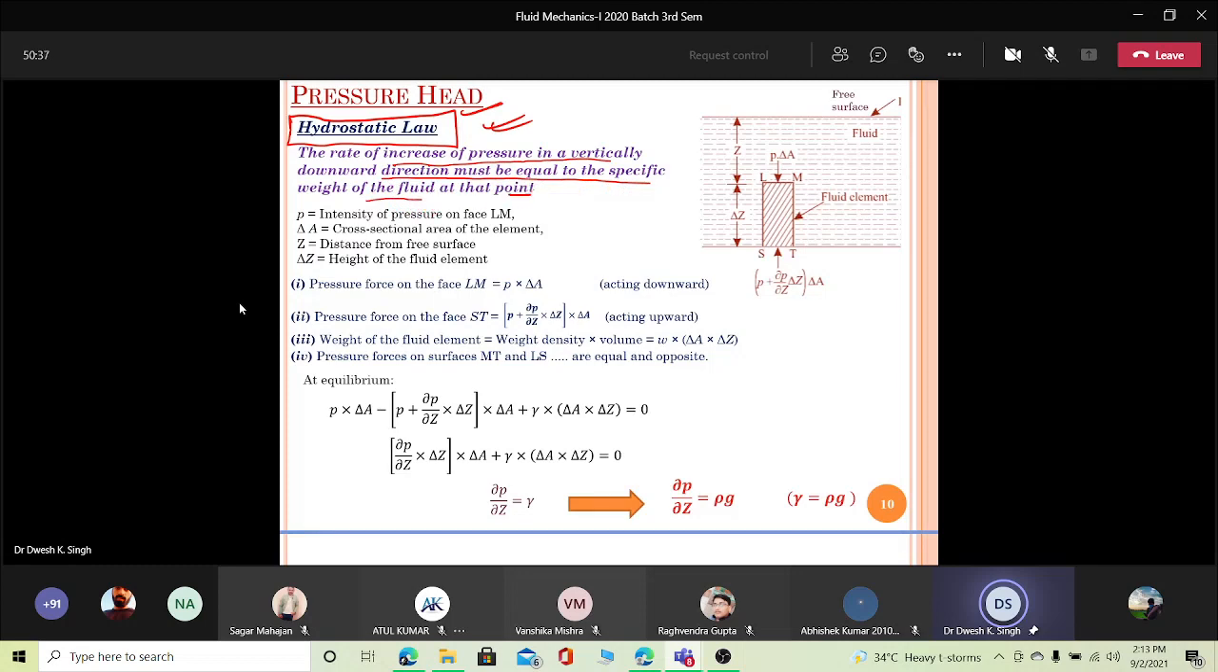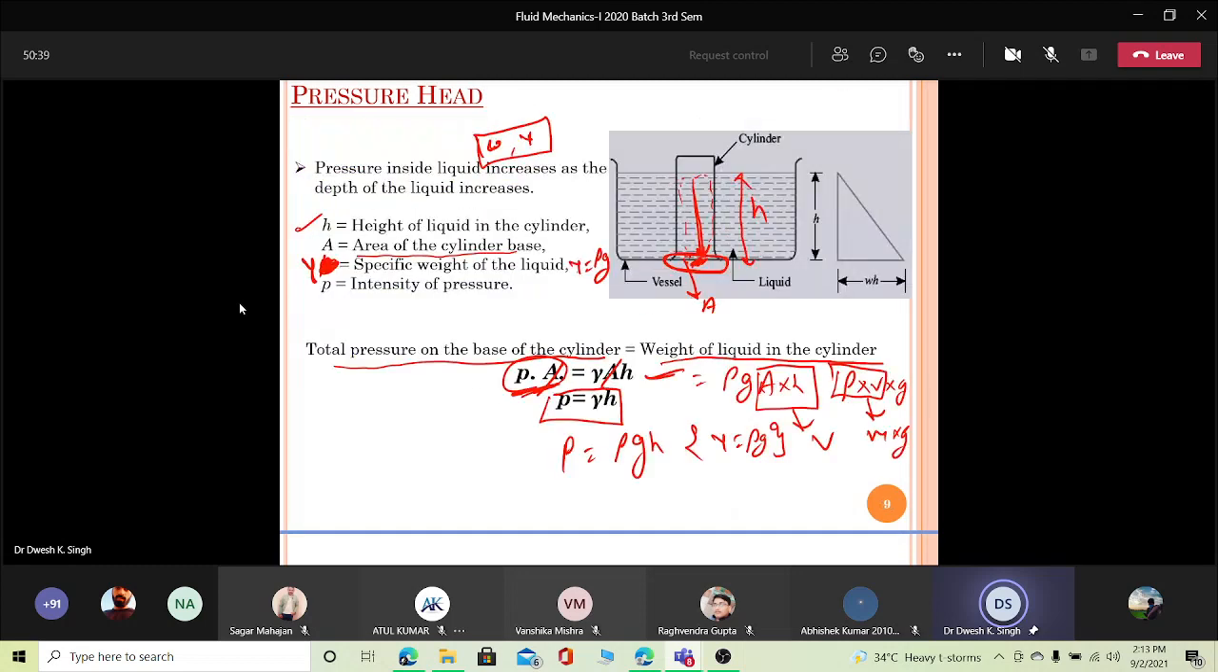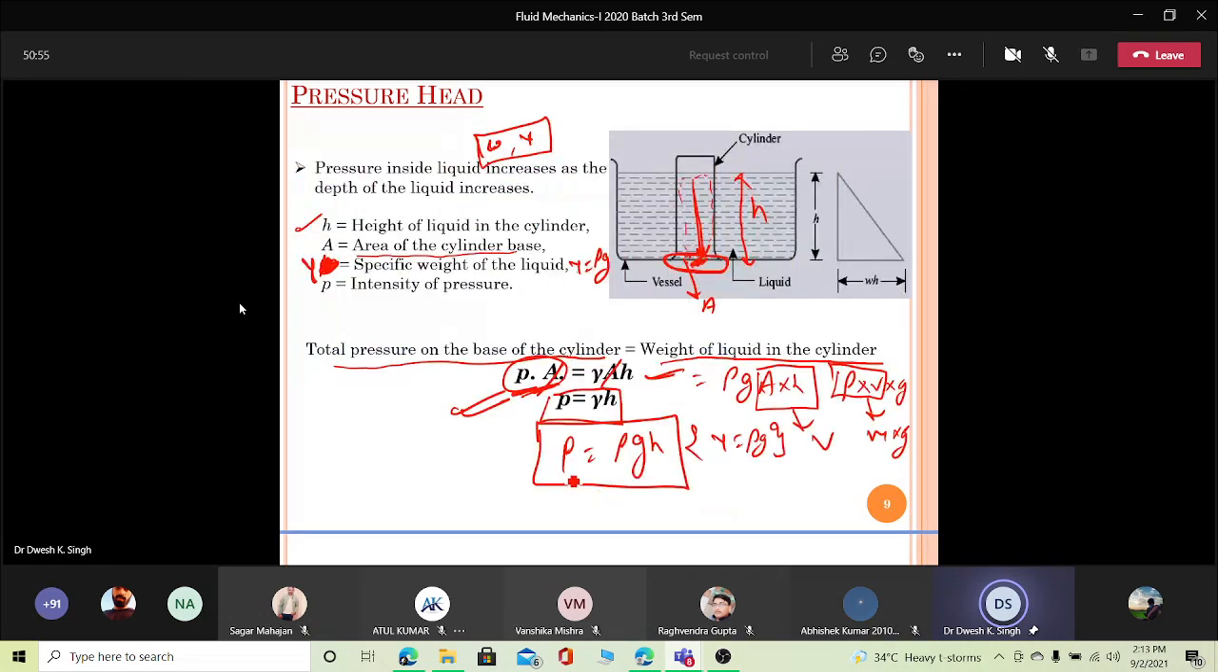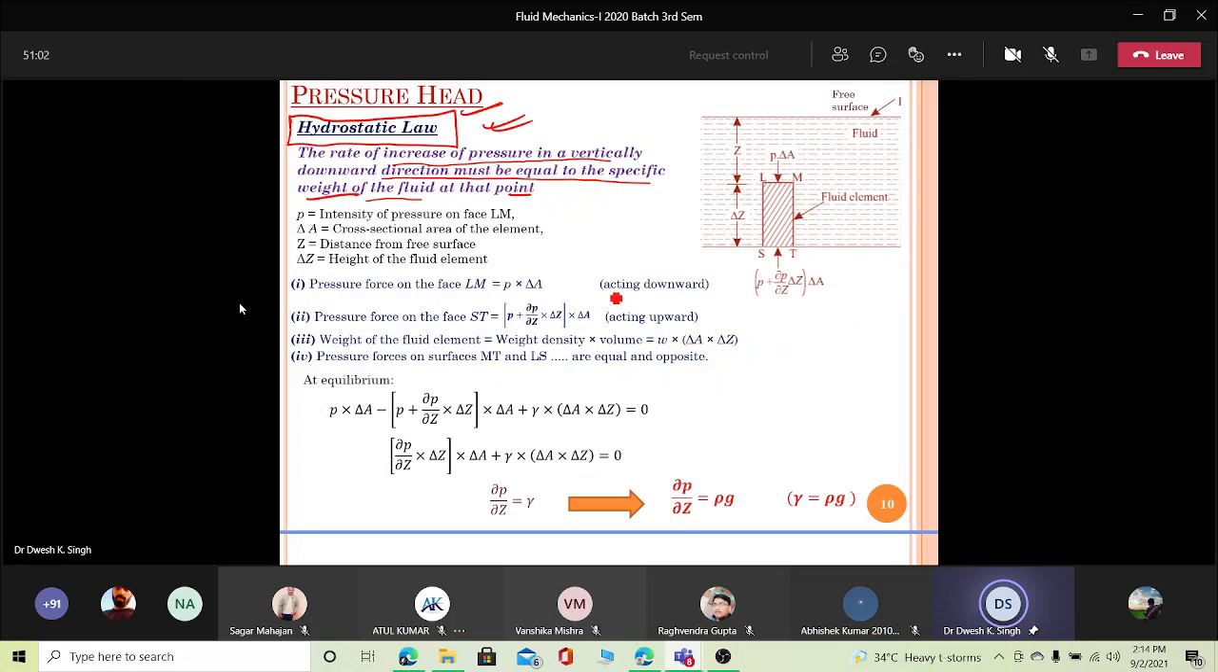That is actually the hydrostatic law, which we have already derived, which we have already discussed. So what we have discussed here is this hydrostatic law: the rate of change of pressure in a vertical downward direction must be equal to the specific weight. Now let us elaborate this. How? Let us prove this hydrostatic law, whether this is correct or not.